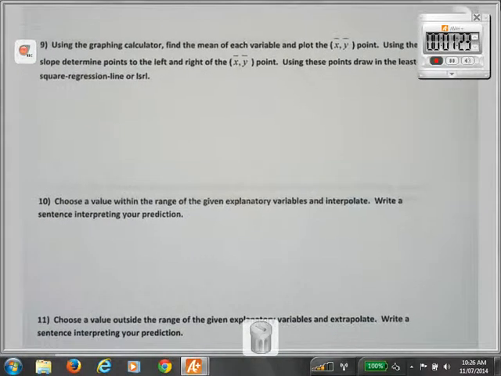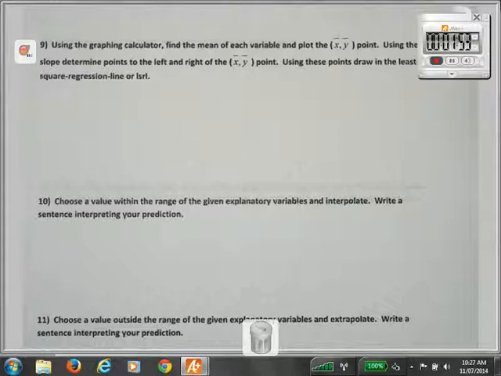Okay, so what is x bar? I mean, not the number, but what is it? What does that mean? X with a bar on top. Anybody? It's the average. Okay, so x bar is the average of the x's.